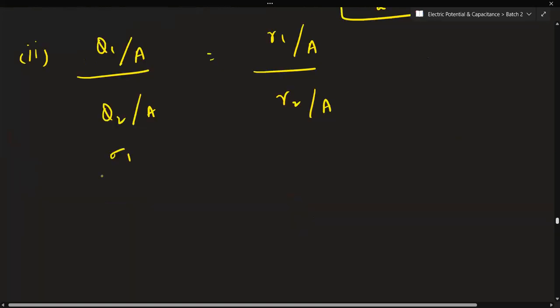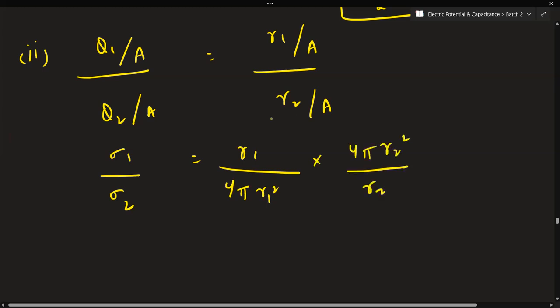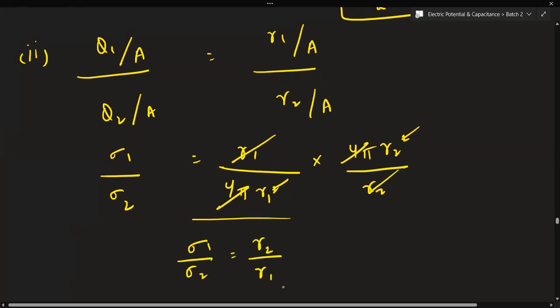So this will be sigma 1 divided by sigma 2 equals Q1 by Q2, which is R1 by R2. So you can place area of the first sphere, 4 pi R1 square, divided by area of the second sphere, 4 pi R2 square. So 4 pi gets cancelled, R1 cancels the square, R2 also cancels the square, and sigma 1 divided by sigma 2 is R2 divided by R1. Clear?